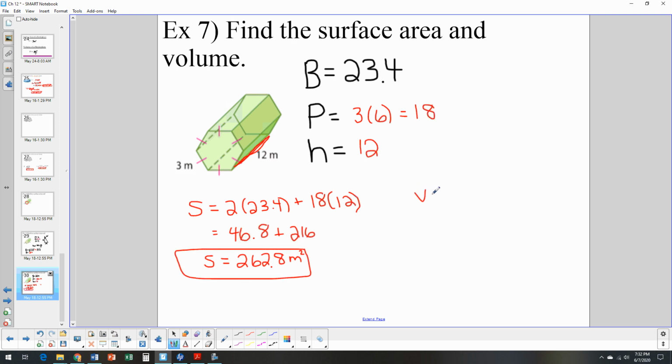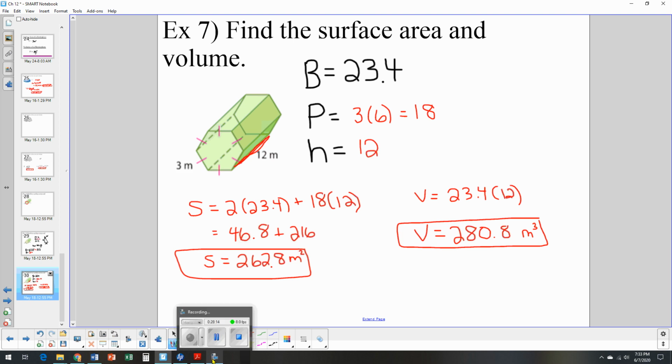The volume is just area of base times height. So that's going to be 23.4 times 12. So my volume is 280.8 meters cubed. That is it. Congratulations, you have finished honors geometry. We covered it all.